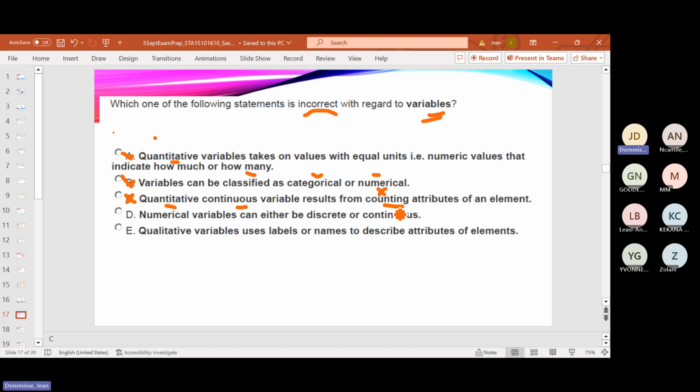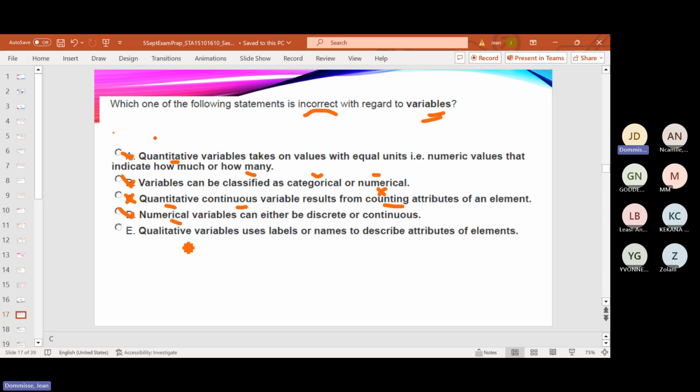So continuous can be something like 1.3357. Somebody else has 1.71. So that is continuous, so you really can't count those. Numerical variables, so numeric, can be continuous or discrete. Okay, so that's actually the question. So numeric variables can be either discrete or continuous, which is correct.